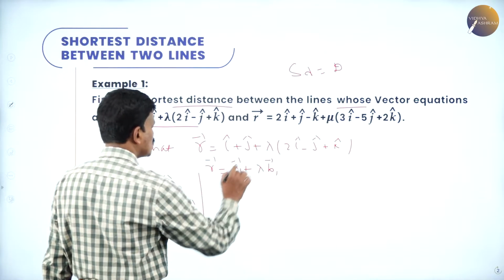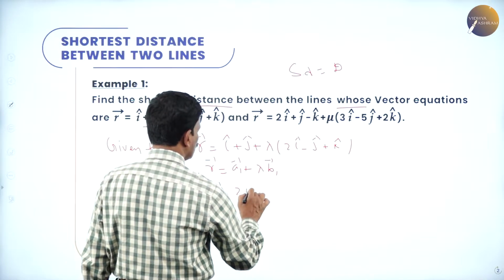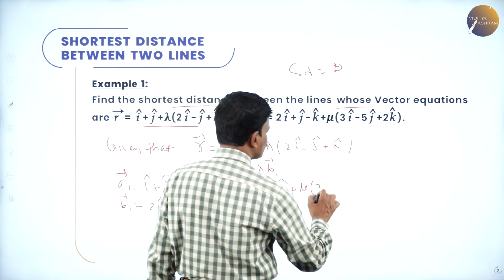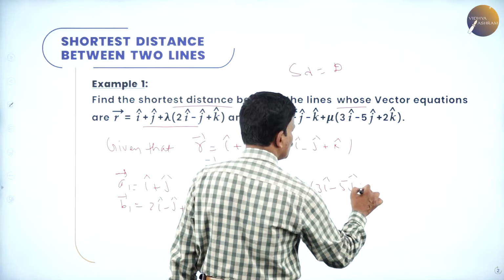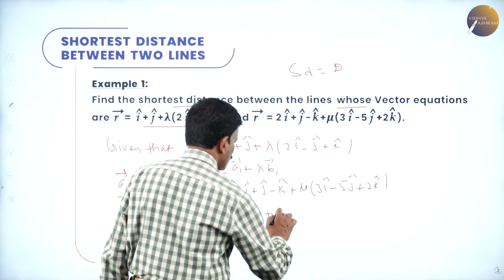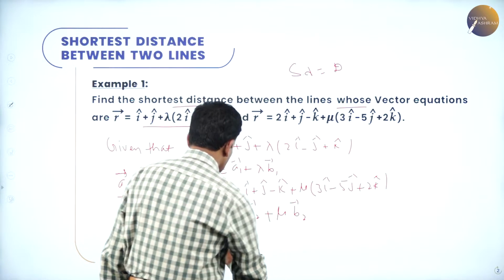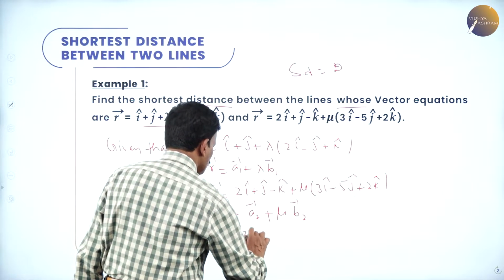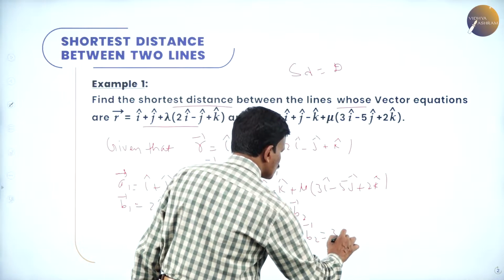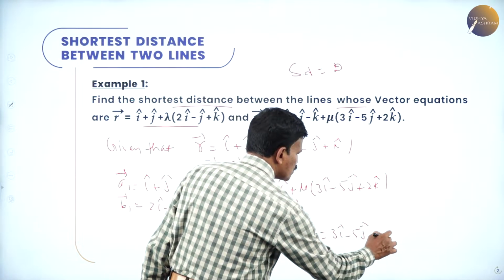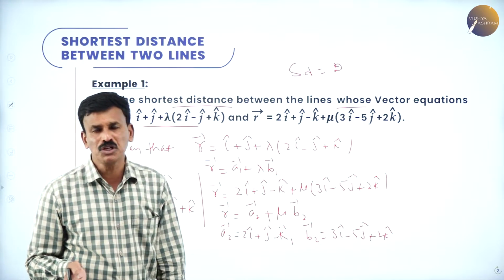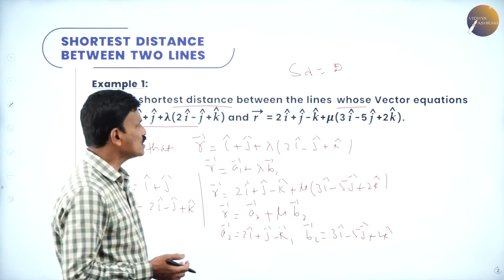Similarly the second equation, vector r is equal to 2i plus j minus k cap plus mu into (3i minus 5j plus 2k cap). Comparing with r is equal to vector a2 plus mu into vector b2, vector a2 is equal to 2i plus j minus k cap and vector b2 is equal to 3i minus 5j plus 2k cap. Just like this, find out vector a1, b1 and a2, b2 from both the vector equations.